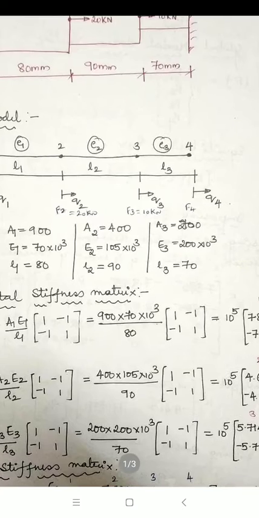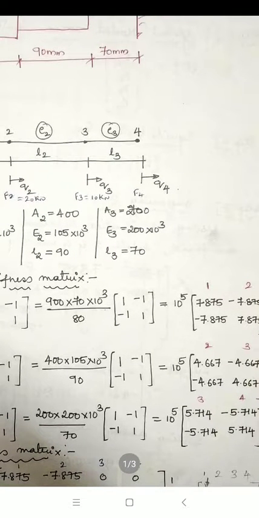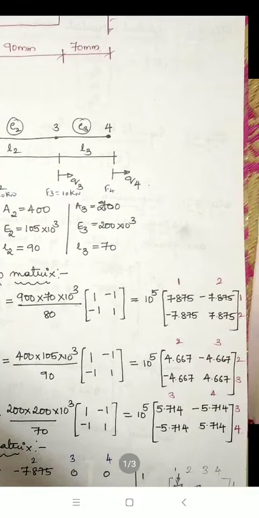A2 is 400 mm square, E2 is 105 into 10 to the power of 3, L2, the length of element 2, is 90 millimeters. All we can find there in the diagram. In this stiffness matrix again, I have taken 10 to the power of 5 common because it should be same, and the remaining value 4.67667 I have multiplied inside, that is K2.